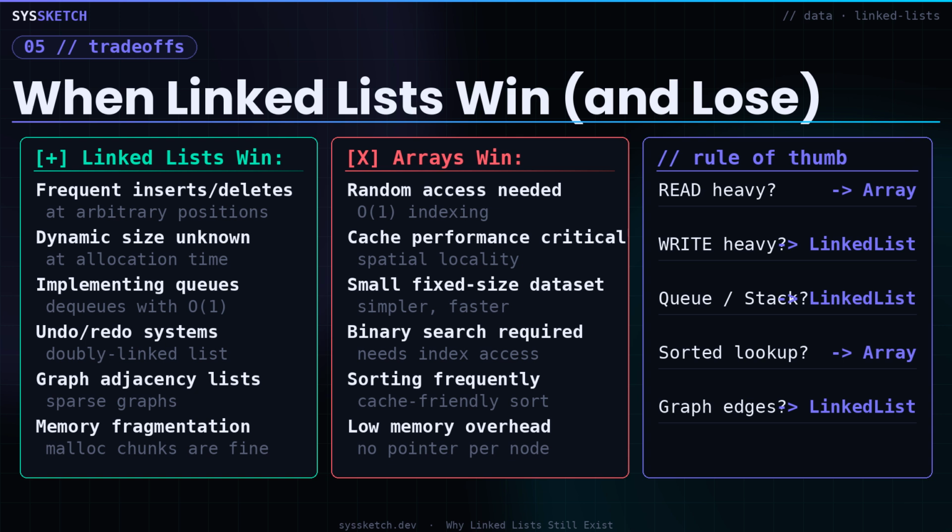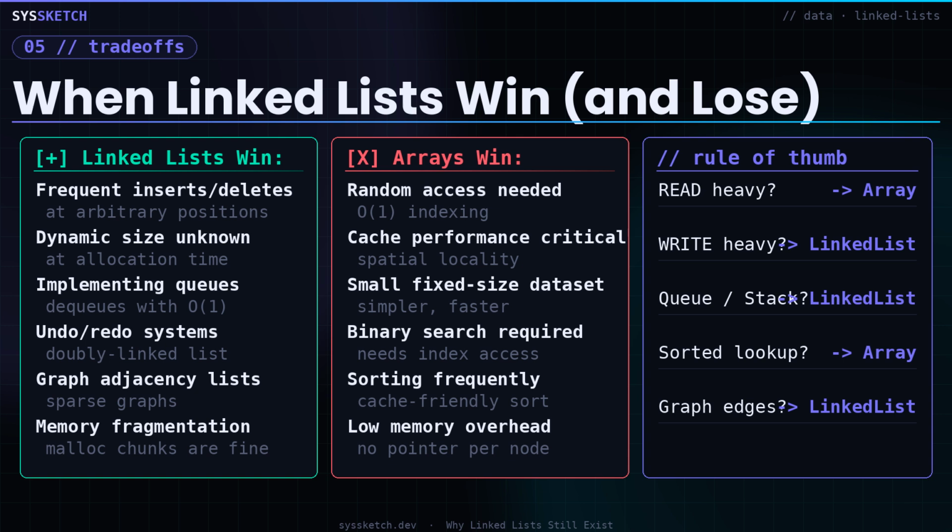Reach for an array instead when you need random access by index. Linked list index lookup is always O(n), which disqualifies it for lookup-heavy workloads immediately. Choose arrays when cache performance is critical and reads heavily outnumber writes. Choose arrays for binary search, for sorting, for any algorithm that requires jumping to an arbitrary position.